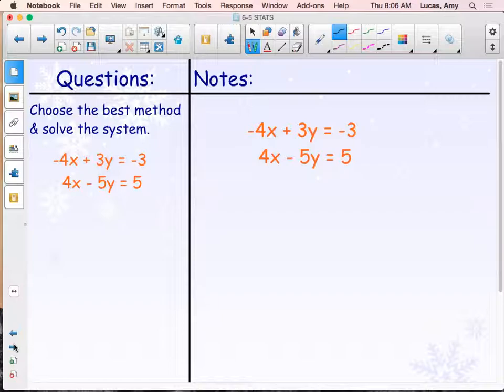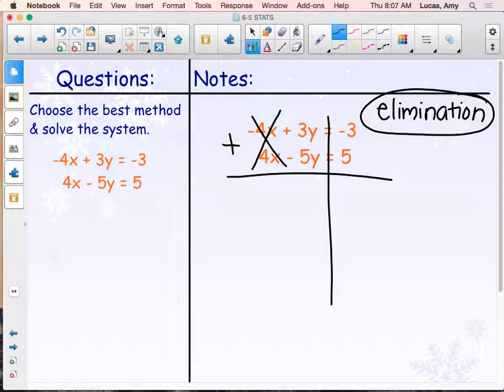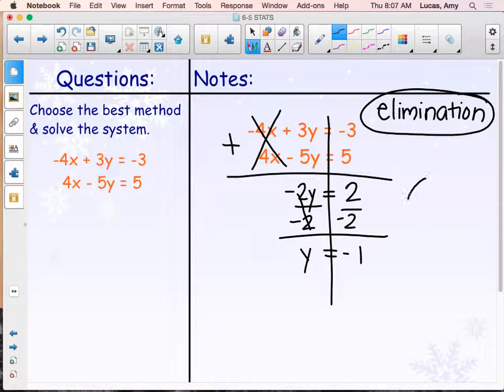Okay, so now on this, I'm going to use elimination because they're all lined up. I don't have an x by itself or a y by itself. They're not in slope-intercept form. They're lined up, and the x's are opposites right away, so they cancel out. If I add the rest of the system, I get negative 2y equals 2. And then I divide by negative 2 on each side, so y equals negative 1.